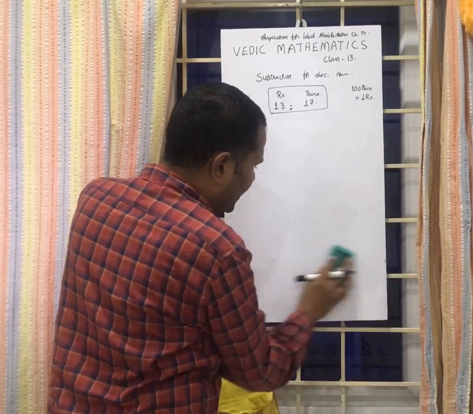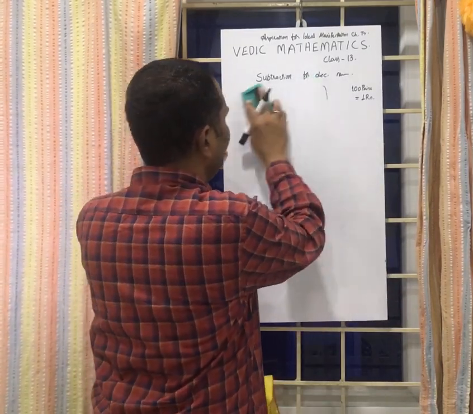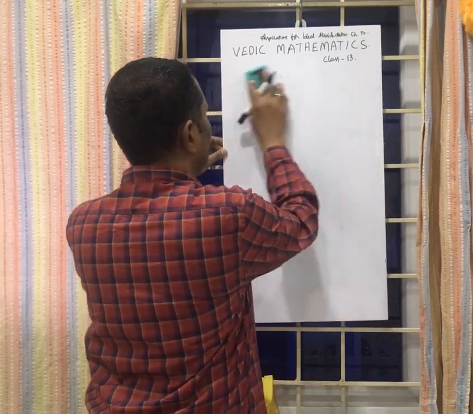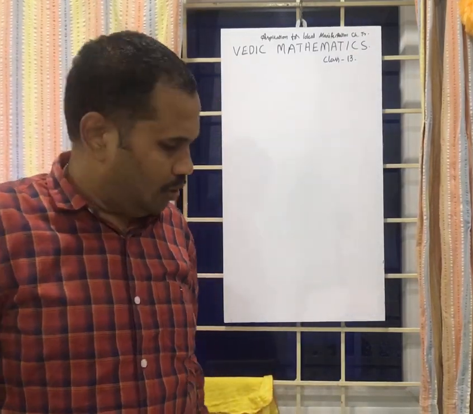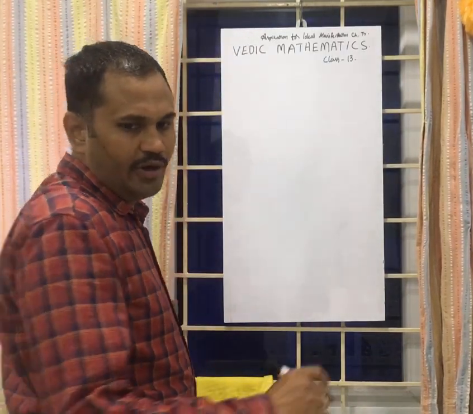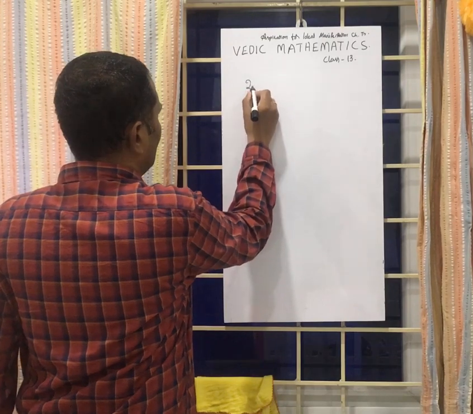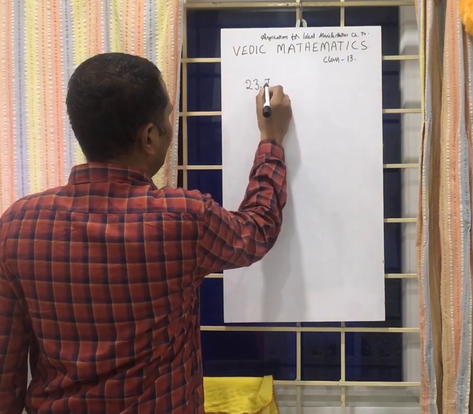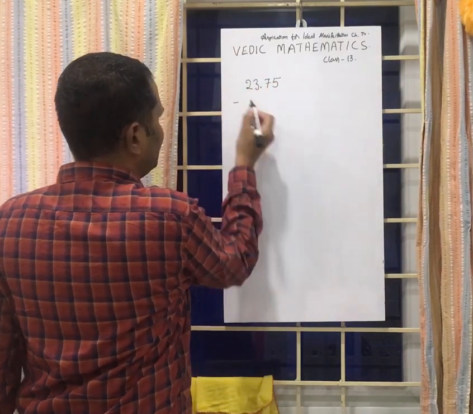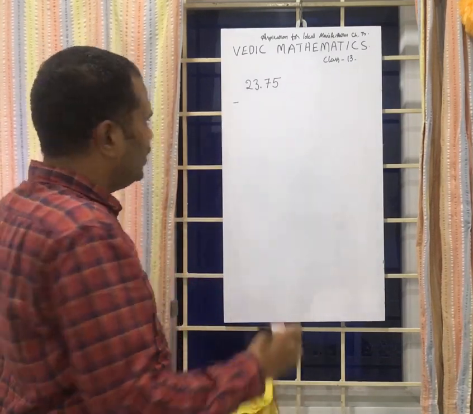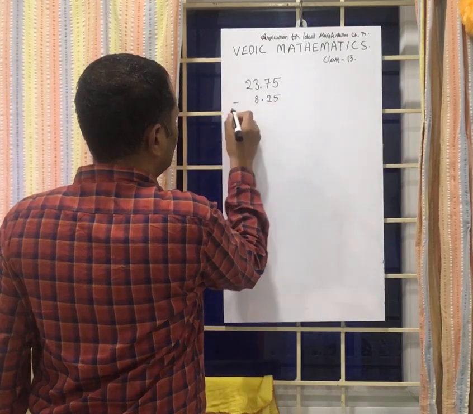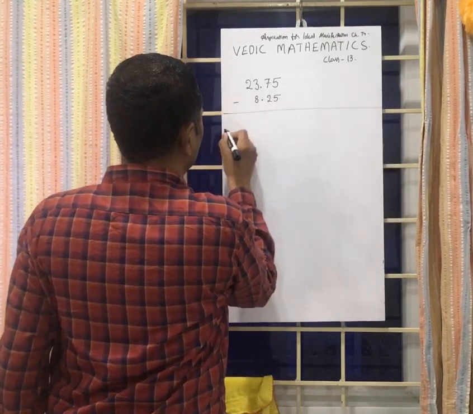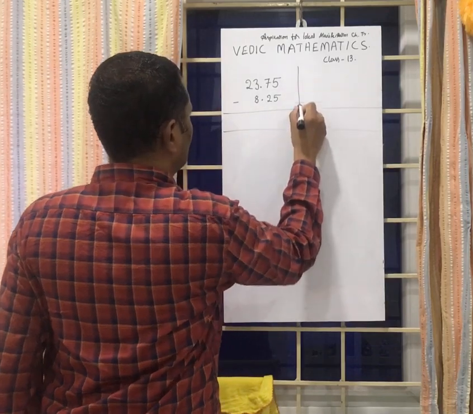Now here I am going to write in the vertical format itself directly. You can note down those questions in your notes and you can practice it. So 23.75 minus 8.25. Okay. Next question.